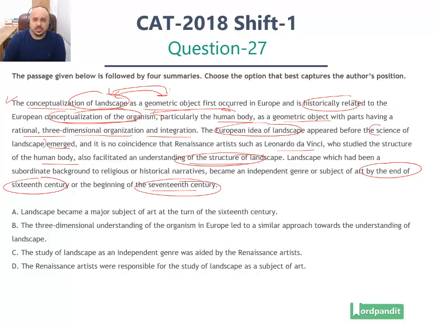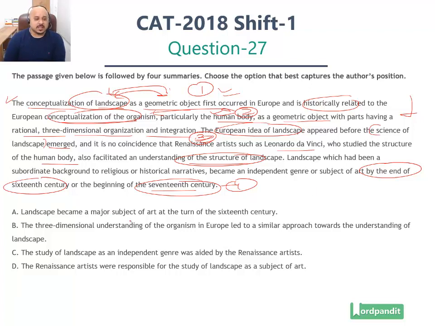So if you go through the whole paragraph, what is the author saying? The author is saying that the conceptualization of landscape as a geometric object happened in Europe. It is connected to conceptualization of the organism, particularly the human body. This was developed during the Renaissance time period. Then he also talks about the fact that it had been a subordinate background to religious or historical narratives, but it became an independent genre or subject by the end of the 16th century or at the beginning of the 17th century. So four major broad points in the paragraph have been highlighted by the author.